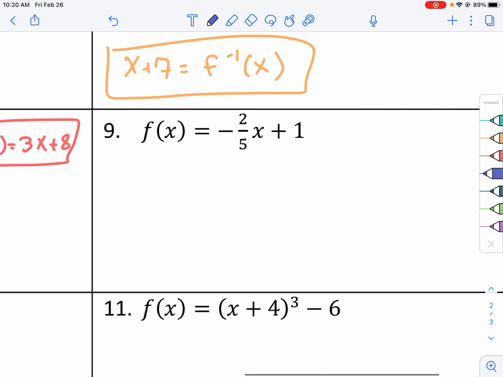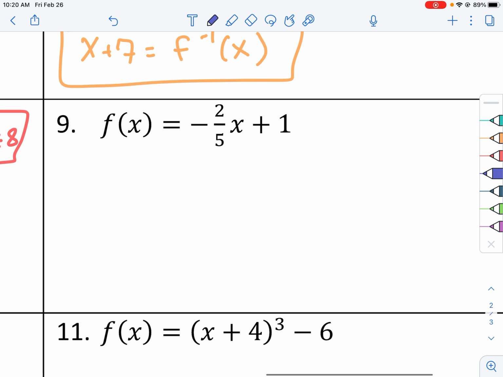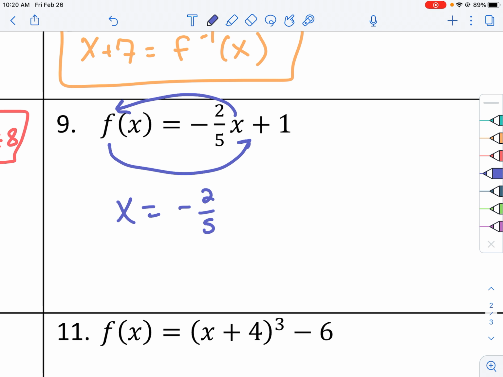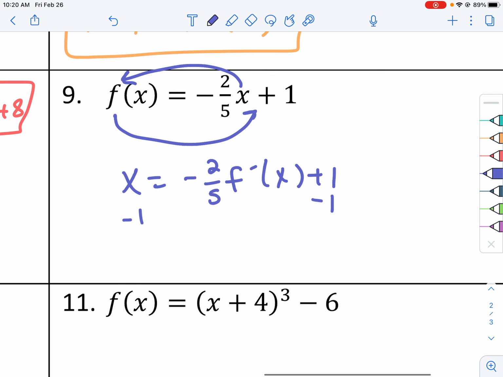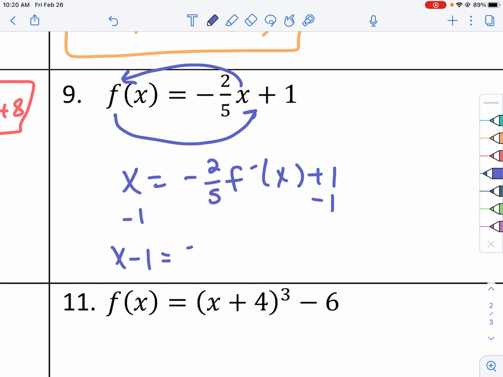If you're doing okay in this section, guys, it just completely makes sense to you, feel free to work ahead a little bit. Next up, we have switching f and x again. So x equals negative 2/5 f inverse of x plus 1. And then it's just solving for that inverse. So x minus 1 equals negative 2/5 f inverse of x.